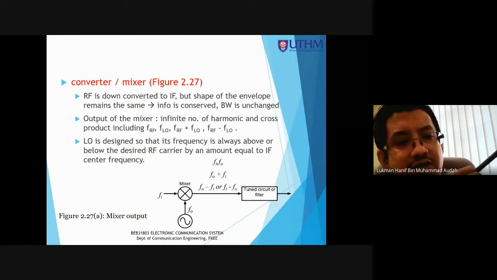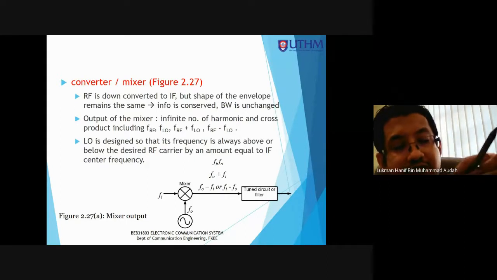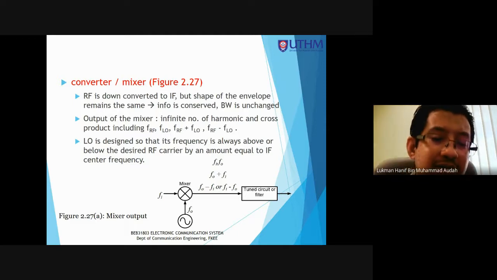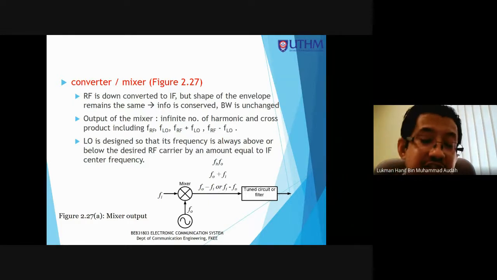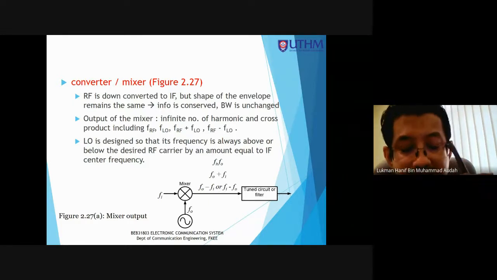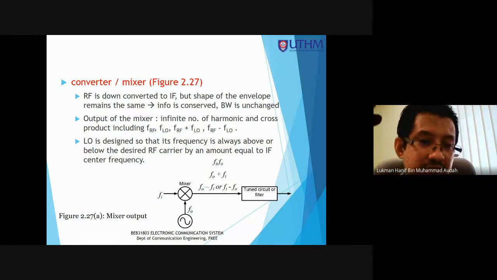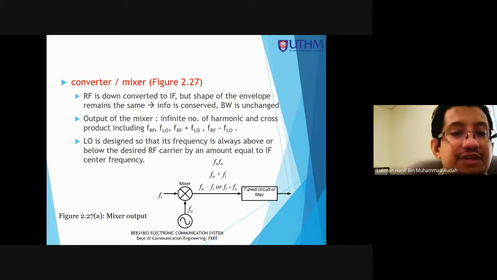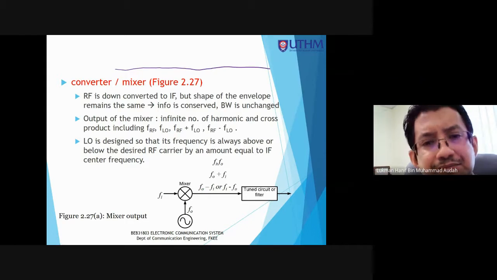So mixer converter section will down convert the RF frequency into intermediate frequency. But the shape of the envelope remains the same, information is conserved, bandwidth is unchanged. So apa yang berlaku dalam mixer converter, dia cuma down convert sahaja daripada RF frequency band kepada intermediate frequency. So macam mana bentuknya? So kita lukis lah, saya lukis.